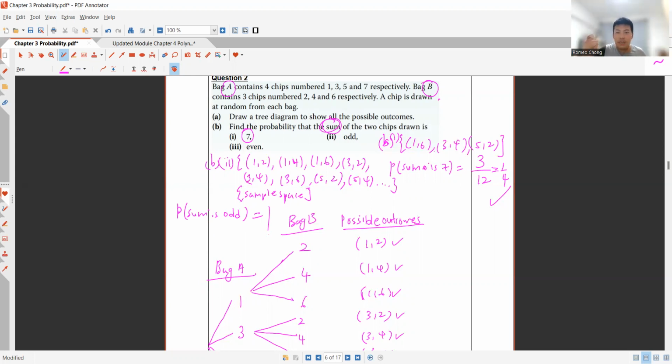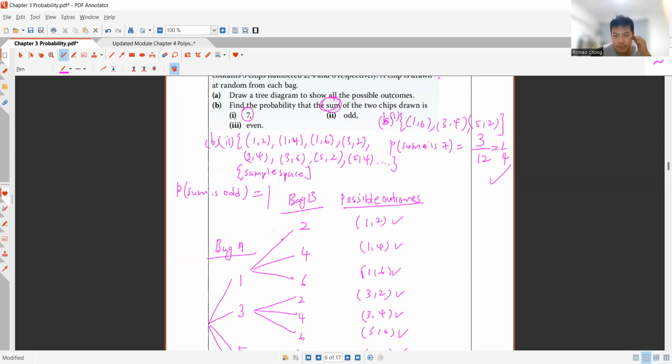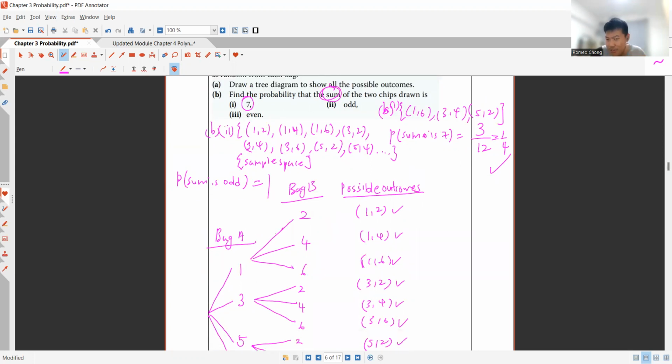Meaning that if you want to get two numbers where the sum is an odd number, you will definitely get it from this event, because for all the possible outcomes, when you add the two numbers together, you get an odd number. Okay, I'm sorry I didn't notice that. Okay, now let's look at B3.